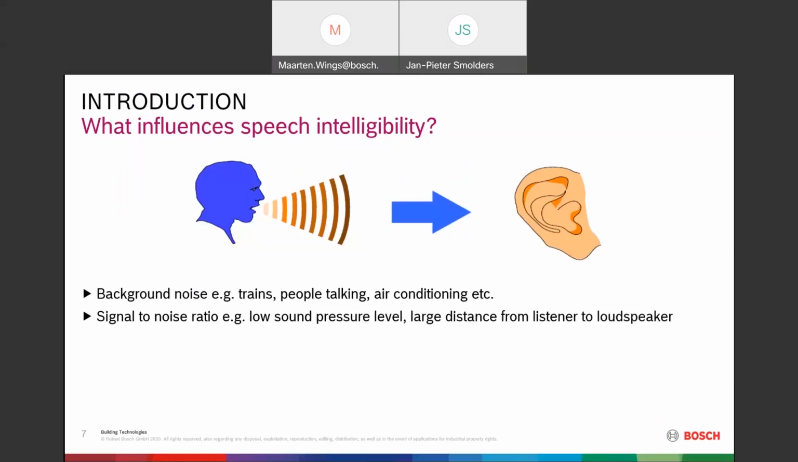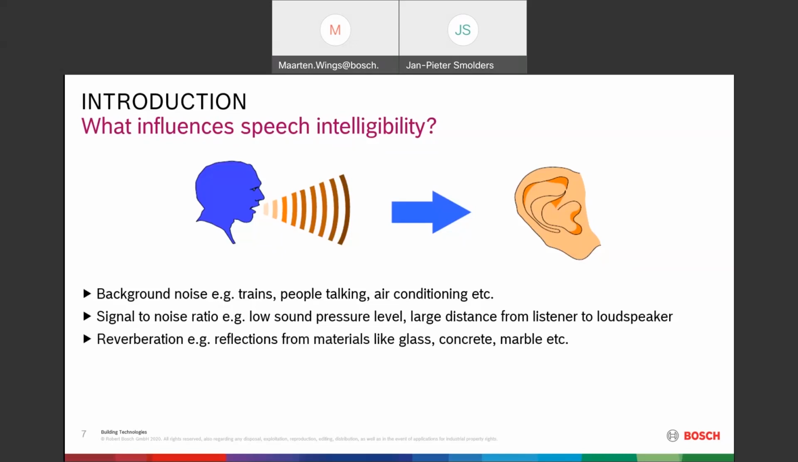Now, for signal to noise ratio, the lower the sound pressure level, or let's say the level that is coming from your loudspeaker, and the larger the distance from a listener to a loudspeaker, these levels will go down. So the signal level compared to the noise level will go down. So it's important to know at what noise level your environment is. Those measurements you have to take.